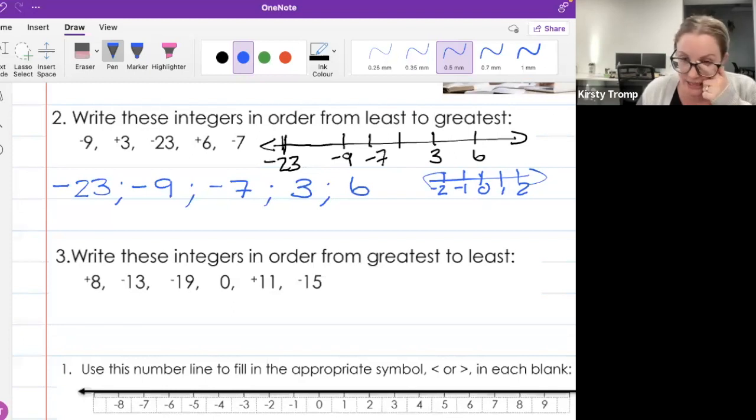Okay, let's have a look together. Okay, Umpile is done, so I think a lot of you are done. Thank you, Umpile. Let's have a look at it. Umpile is saying to me, write the integers from greatest to least.